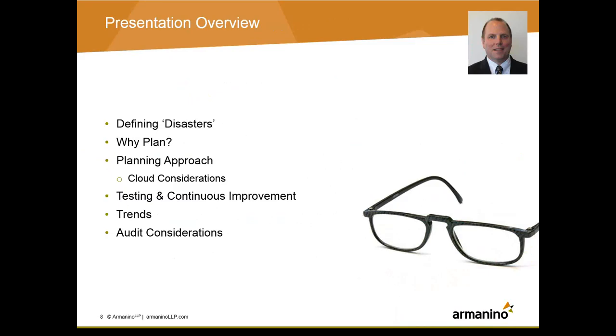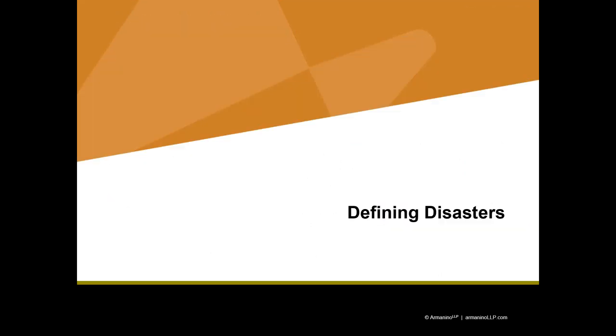Just to run through those really quickly, we're going to define what disasters are, and that might be a little eye-opening for some. Talk about why we want to plan for them. What is the planning approach? And in that, we'll talk about cloud considerations, which is certainly a direction a lot of companies are taking these days. We'll follow that with testing and continuous improvement and talk a little bit at the end about trends and audit considerations. So here we go.